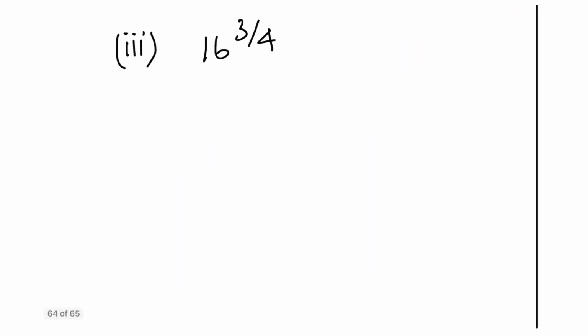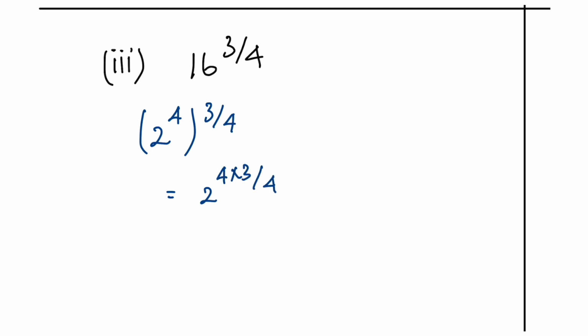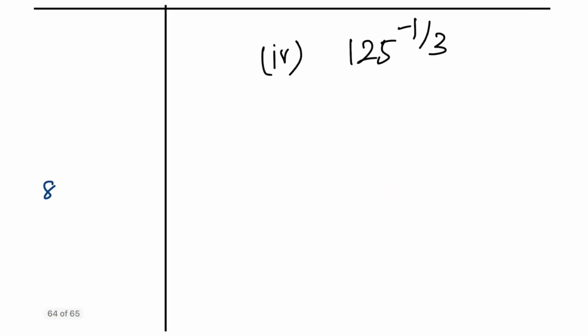Now moving on to the next subdivision, here we have 16 power 3 by 4. Okay, so 16 can be basically represented as 2 power 4. So 2 power 4 the whole power 3 by 4. Basically the same formula, a power m the whole power n. So by applying that, it would be 2 power 4 into 3 by 4, and these 4's get cancelled. And 2 power 3 gives you 8, and that is the answer to this question.